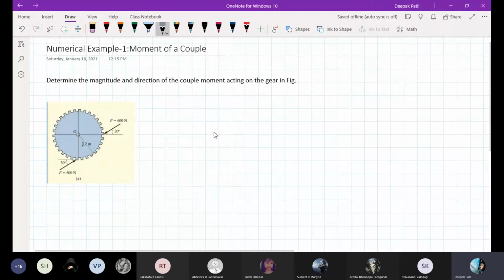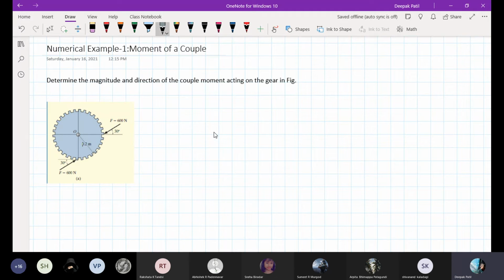Now this is a gear. Two forces are acting on the gear. One force is here and the other force is here, and both the forces are 600 newtons. Now you need to find the moment of a couple of these two forces. First, let us check whether these two forces will form a couple or not.